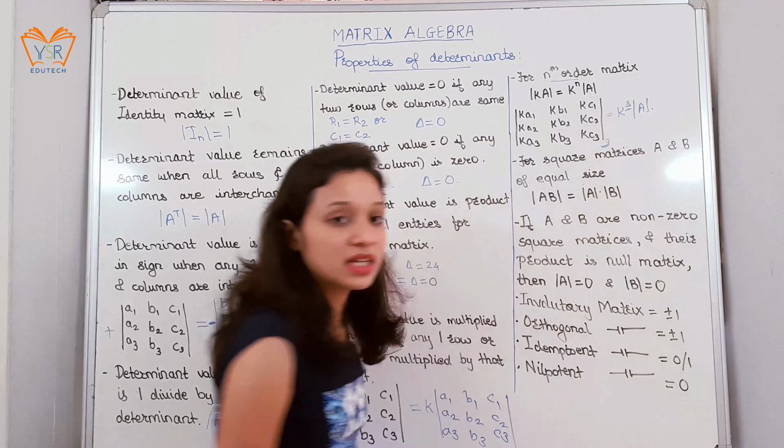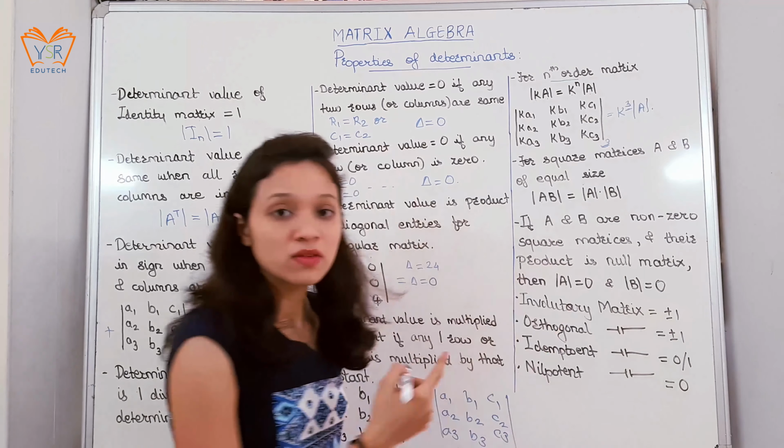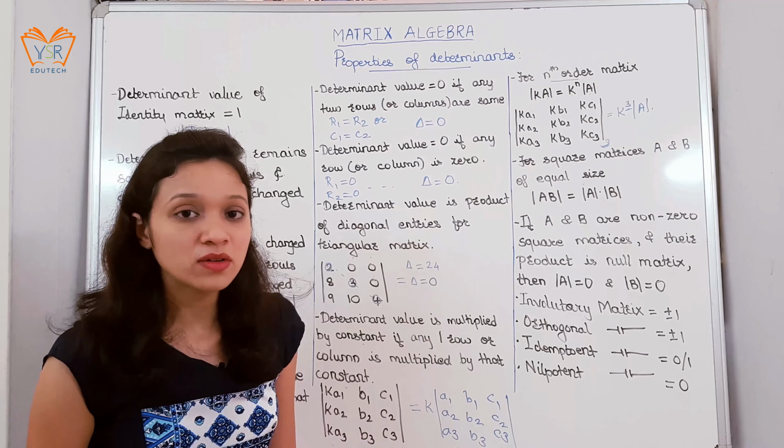Next property: for square matrices A and B of equal size, the determinant of A into B is the value of the determinant of A and the value of the determinant of B. Next, if A and B are non-zero square matrices and their product is equal to the null matrix, that is AB is equal to 0, then the determinant of A will be 0 and the determinant of B will be 0. But these matrices will not be null matrices, they will be non-zero matrices.